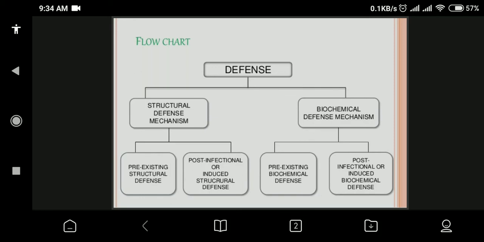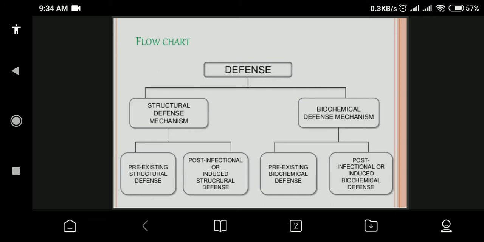Hello students, today we will study defense mechanisms found in plants. There are different kinds of defense mechanisms present in plants which prevent plants from infection by the pathogen or help them defend themselves after infection by the pathogens.